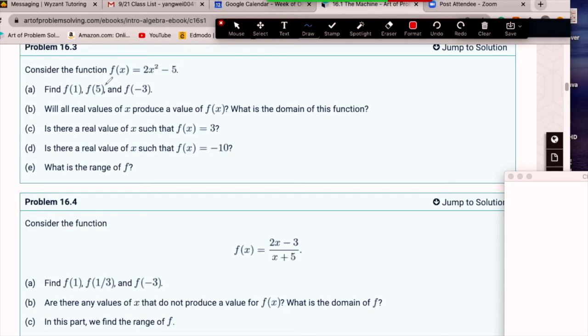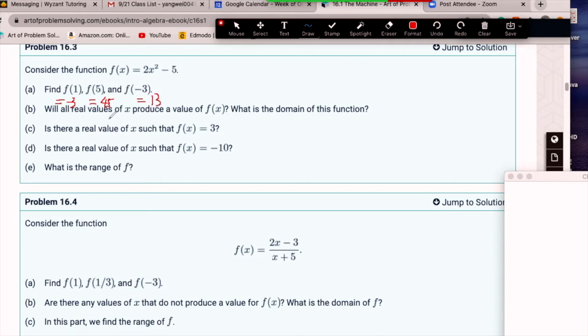Now let's see. When x equals 1, f(1) equals 2 times 1 minus 5, that equals negative 3. Then f(5). When x equals 5, 5 squared is 25, 25 times 2 is 50, 50 minus 5 is 45. Then when x equals -3, -3 squared is 9, 2 times 9 is 18, 18 minus 5 is 13.